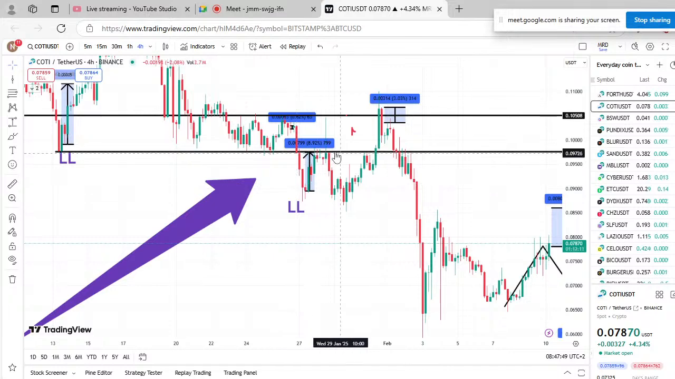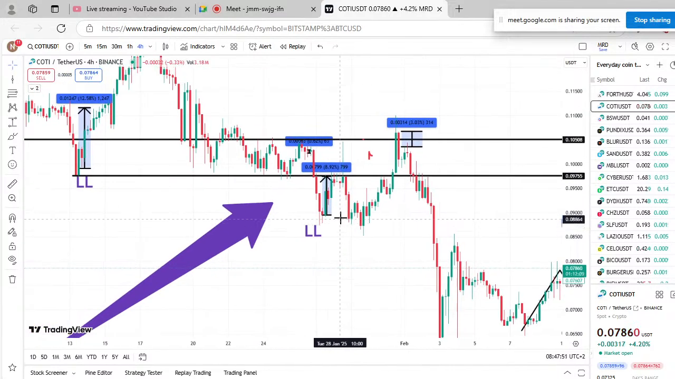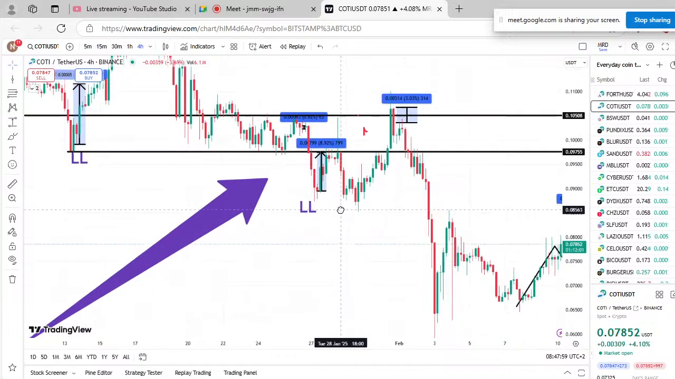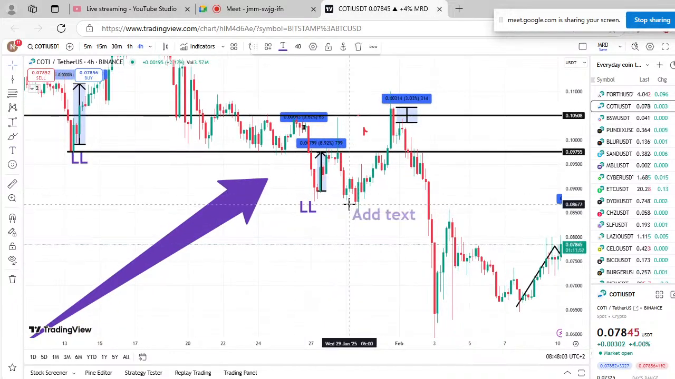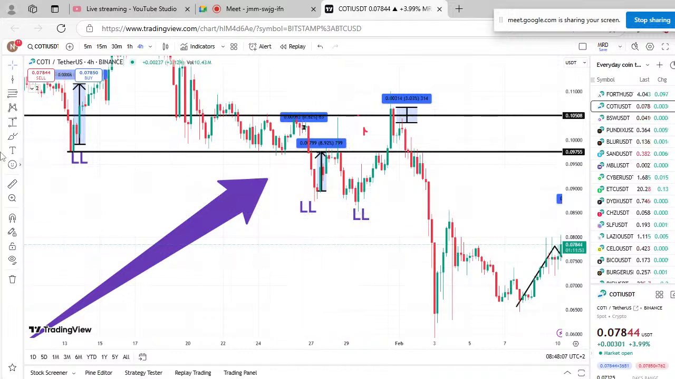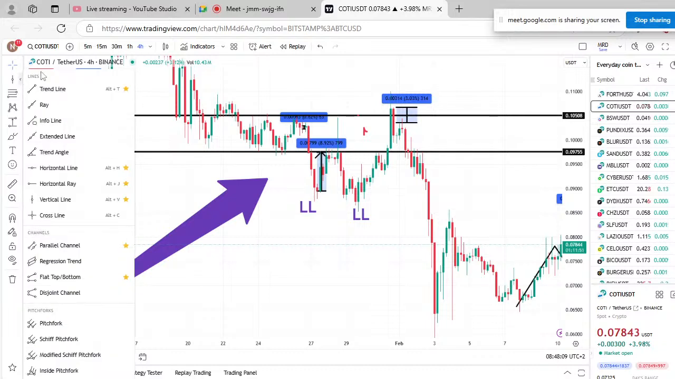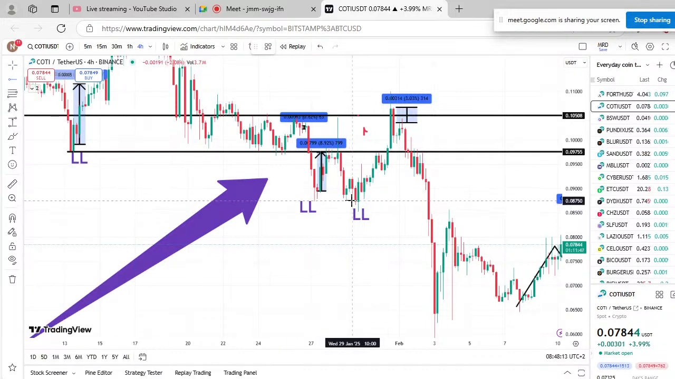Now on 4 hours, after forming our lower low and we enter and we get out, we can see this rejection, and automatically this is a new lower low. Here at this point we have another lower low because it is below this, and automatically we draw line there and we follow the market. Draw line on the lowest.